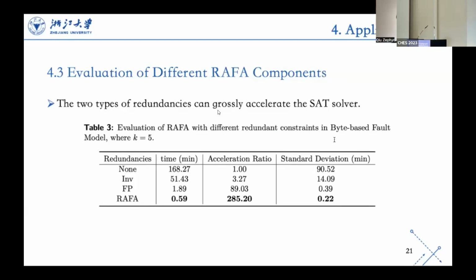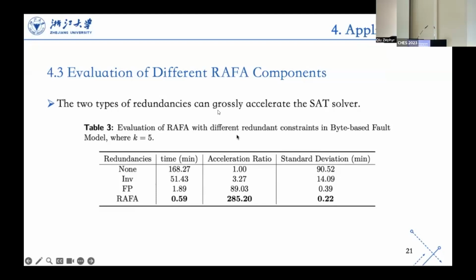Next, we show that the main idea of our work, incorporating redundancies, is significant in improving the efficiency. If we do not introduce any redundancy while keeping everything else the same, it will take 168 minutes to retrieve the key when 5 bytes are known. If we only introduce the forward and backward redundancies, it will take 51 minutes. If we only introduce the fault propagation redundancies, it will take only 2 minutes. If we introduce all of the redundancies, it will only take 0.59 minutes, which is hundreds of times faster than the original one.